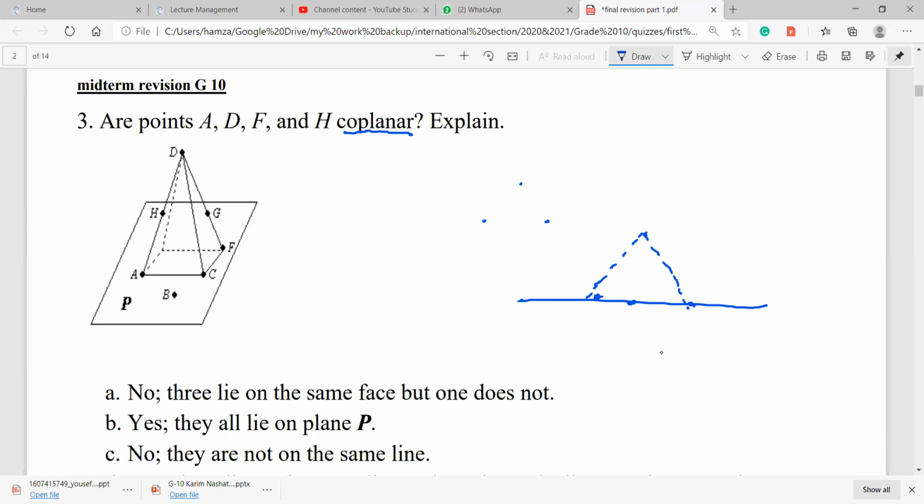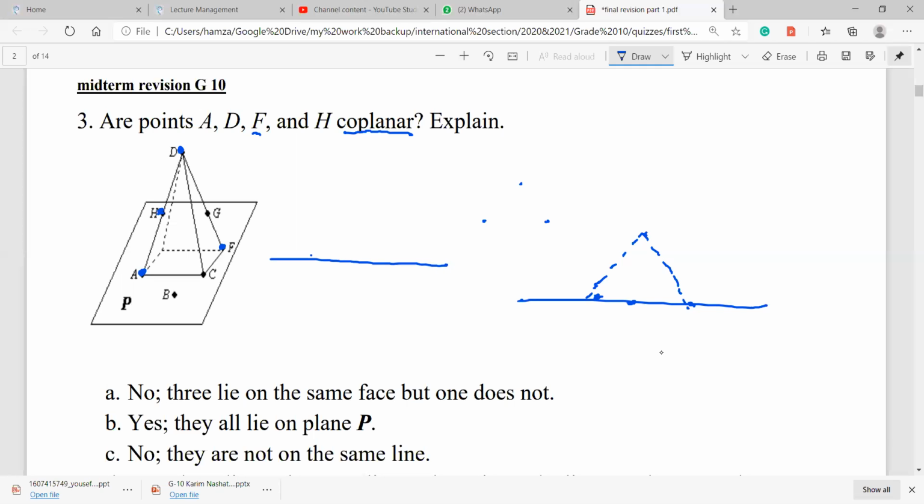Okay, so here are points A, D, F, and H coplanar? Let's check them. This is A. This is D. This is H. You will notice that they are on the same line, guys. H, A, H, and D are on the same line. And the last point is F also. This is F. So they are coplanar, yes.